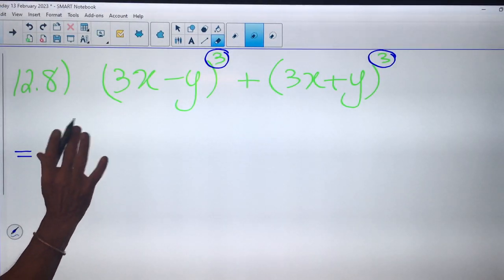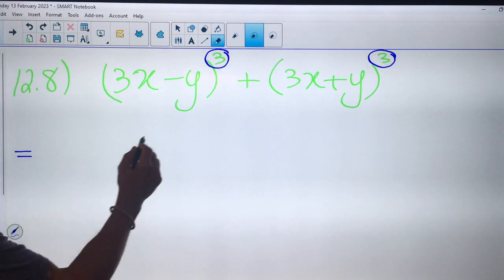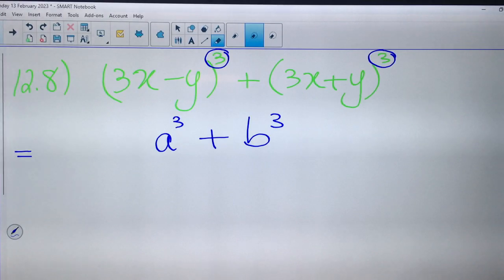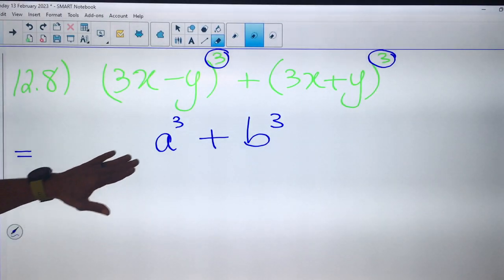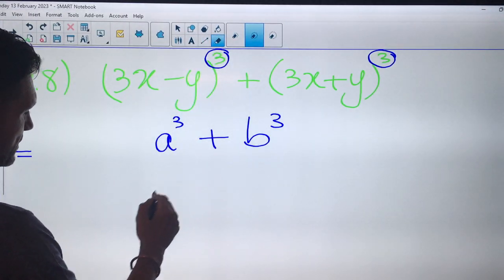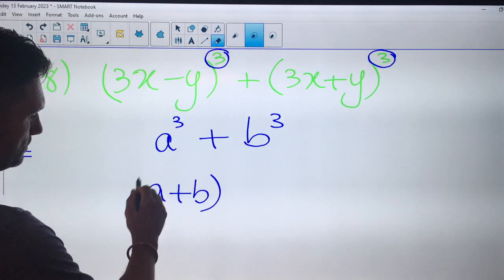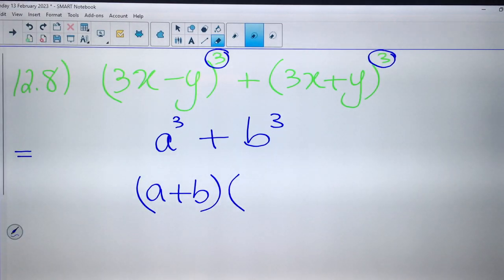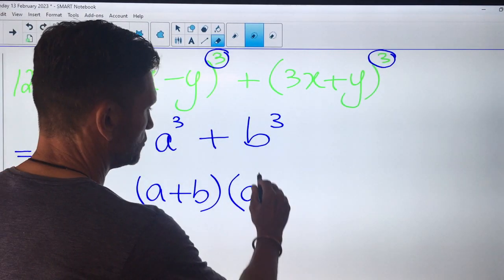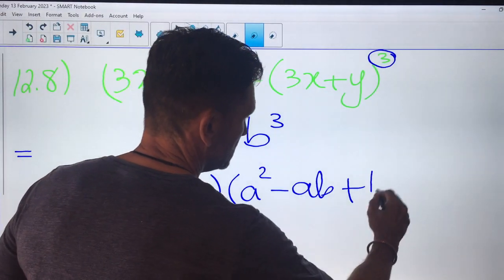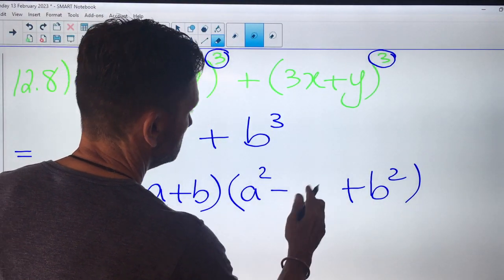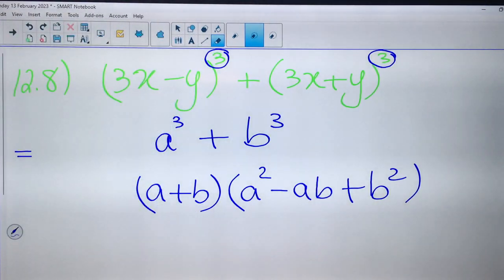Now I'm just going to, don't write this down, I'm just going to show you something. If I had a cubed plus b cubed, if I factorize this, I will get a plus b. Is it not? Yes. Cube root of a cubed, cube root of b cubed. This one would be a squared minus ab plus b squared. Is it not? That you're familiar with.